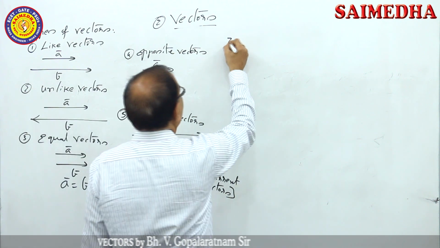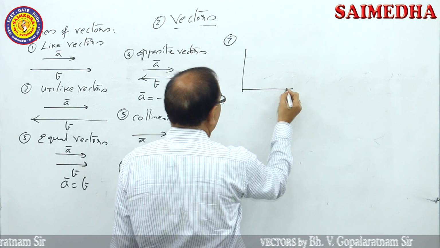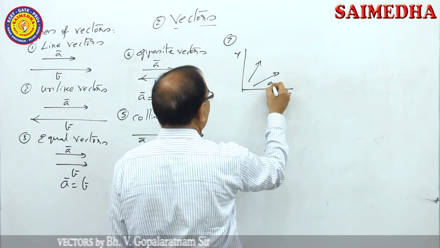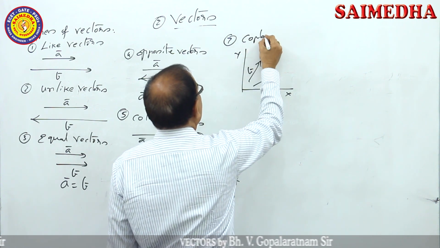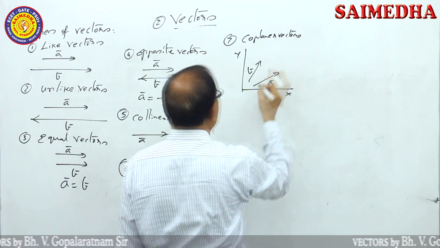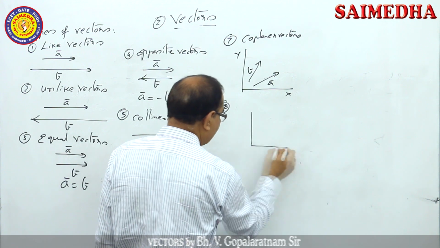And the seventh one, we are taking two vectors in the xy plane, A1, B1. They are coplanar vectors.